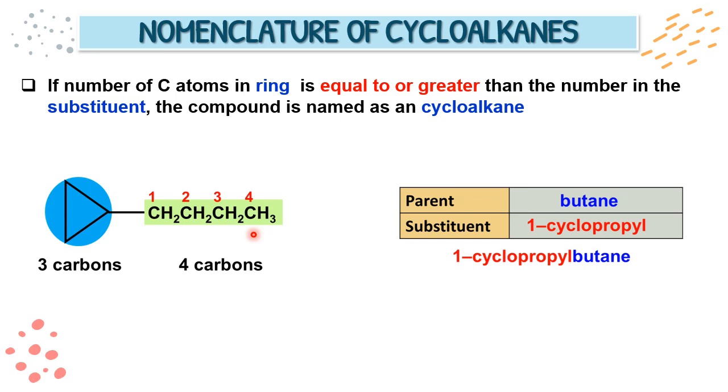So what will be the name of our alkane here? Since the parent name is butane, 4 carbons, and our cyclic structure over here has 3 carbons, if it's an alkane, we call it cyclopropane. But since it's a substituent, we call it cyclopropyl. And we need to put a number here to show that this cyclic substituent is attached to the first carbon. So that's why we name it as 1-cyclopropylbutane.